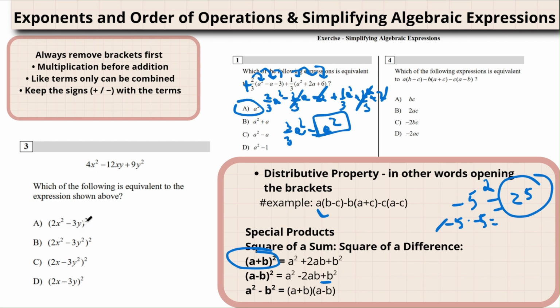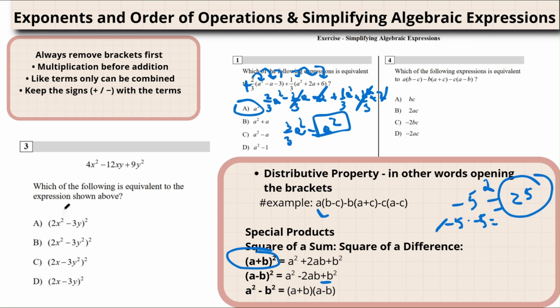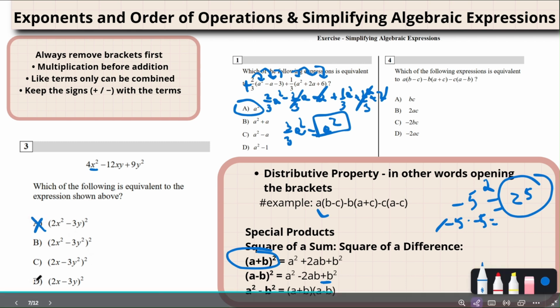So A is wrong because if we square x squared, it will be x to the power of 4, but we have x to the power of 2. You know what I like to do in SAT? I like to start off with the first one, with A, then go in reversed order with D, then again with B, then C. This is my way of solving it. It is totally up to you.